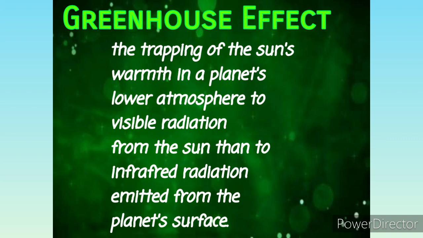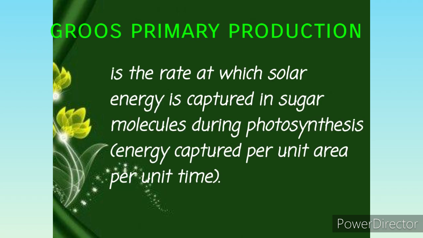Greenhouse effect, the trapping of the sun's warmth in a planet's lower atmosphere due to the greater transparency of that atmosphere to visible radiation from the sun than to infrared radiation emitted from the planet's surface. Gross primary production, or GPP, is the rate at which solar energy is captured in sugar molecules during photosynthesis. Energy captured per unit area per unit time. Producers such as plants use some of this energy for metabolism, cellular respiration, and some for growth, building tissues.